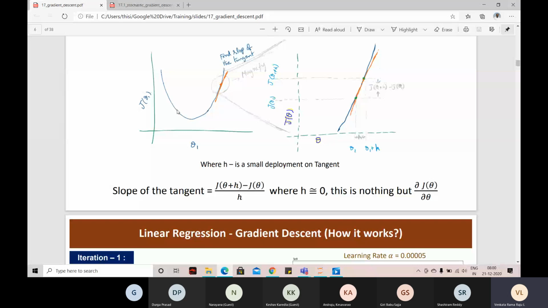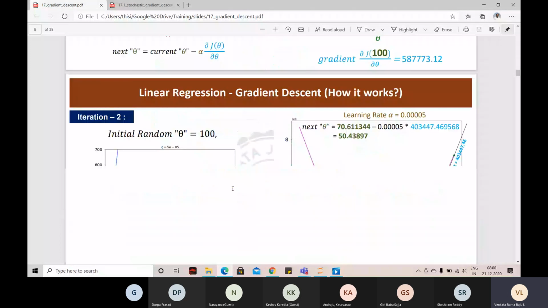In that case, what happens? This slope is going to be negative. Then theta minus alpha into the derivative of the cost function is going to be negative. Theta minus of minus is plus, so it's going to add. Either way, it's going to reach towards the global minimum. Whether the algorithm chooses a theta on the left side or the right side, it is going to reach the global minimum. Do you agree?